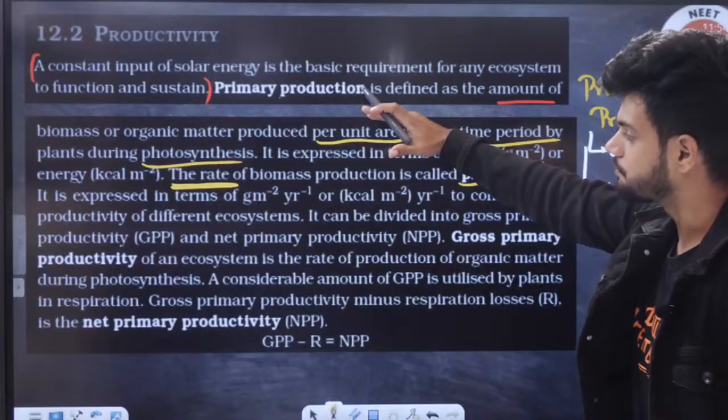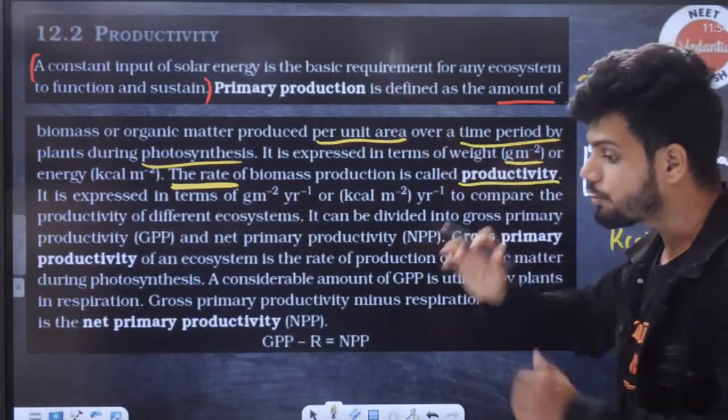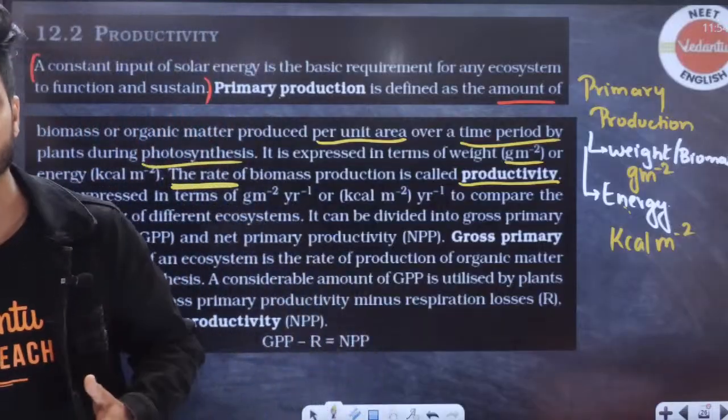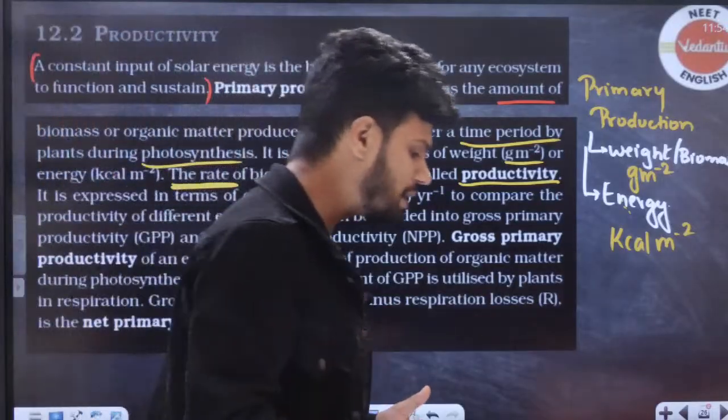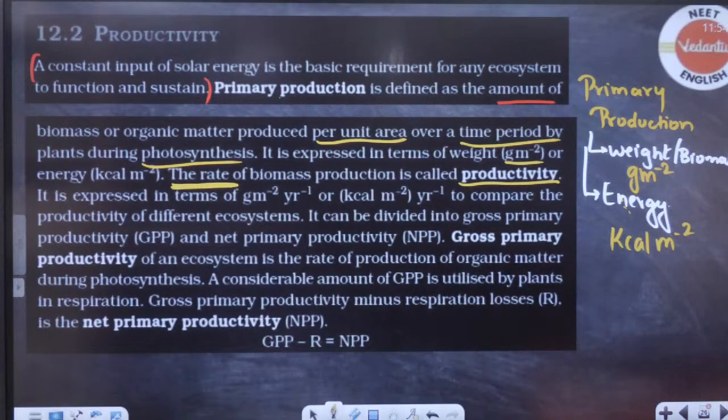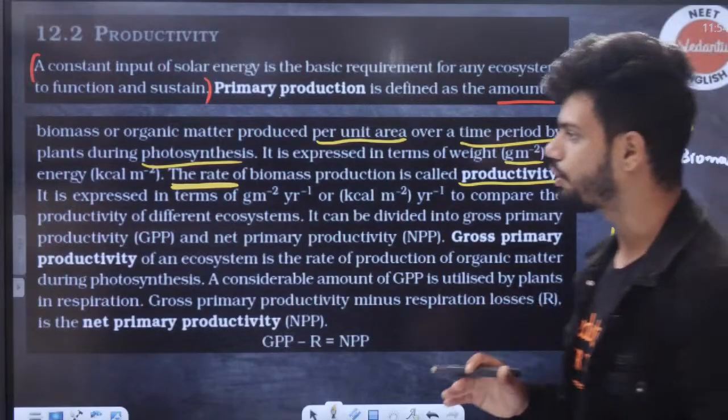Here we have production. Production is happening here. But at what rate is it happening? Is the biomass produced in 6 months, 3 months, 1 day, 10 days, 1 year, 10 years? The rate of biomass production is called productivity.